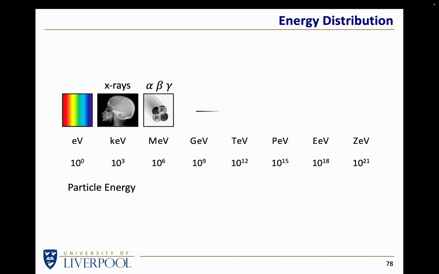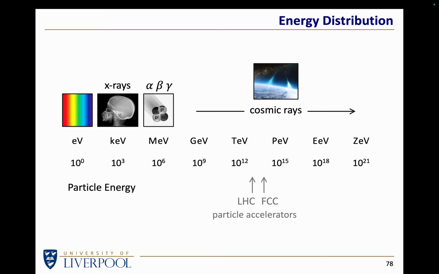But if we want to deal with cosmic rays, we apparently have to deal with much, much, much higher energies. Billions, trillions, quadrillions of times the energy of a photon of visible light. And just to give you context, the Large Hadron Collider is colliding particles with this much energy, as indicated by the left-hand arrow. And if they ever get enough money to build the next generation of collider, called the Future Circular Collider, that will have an energy given by the right-hand arrow.